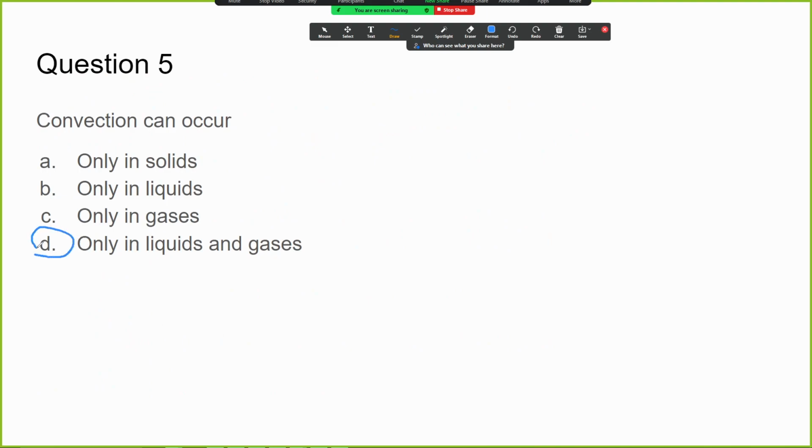Convection is only going to occur in liquids and gases, okay? So think fluids for convection. We'll never talk about convection of a solid. That's not a thing, okay?